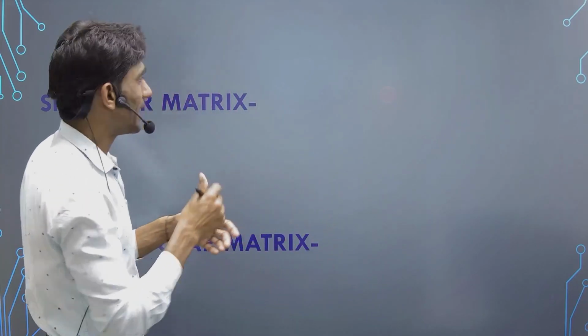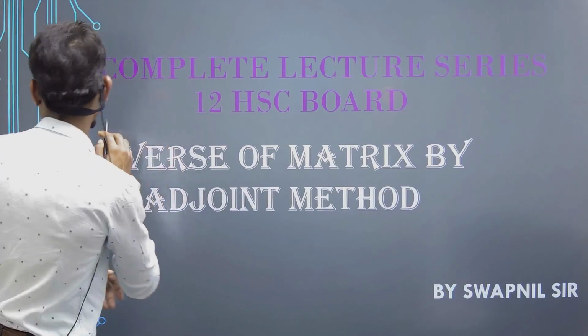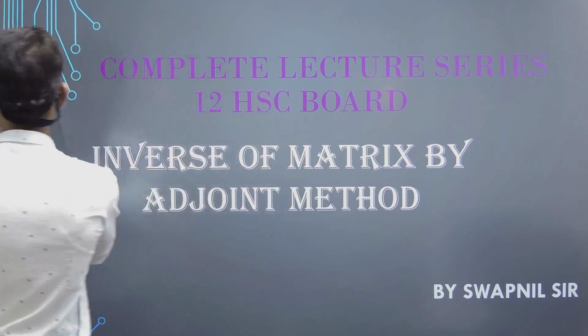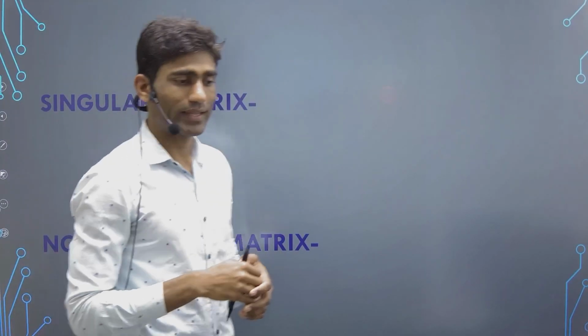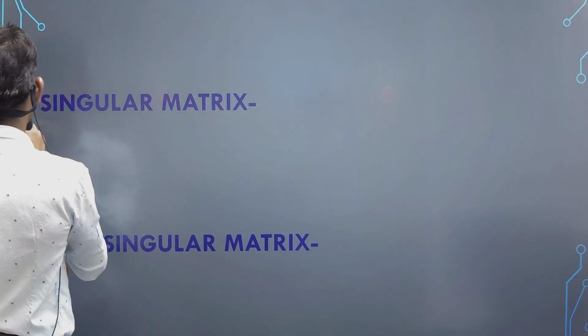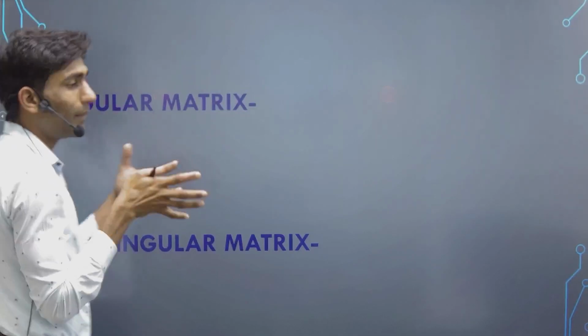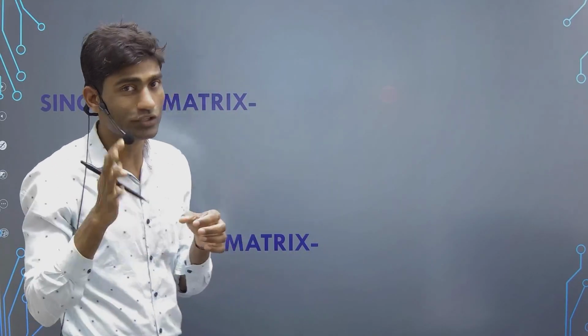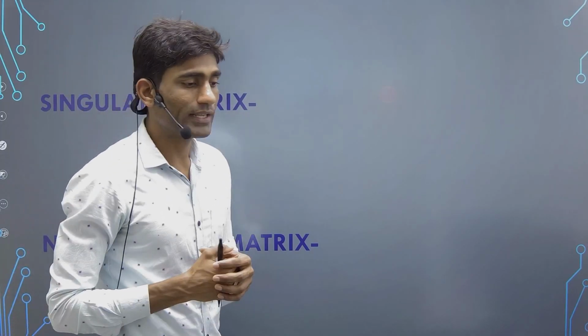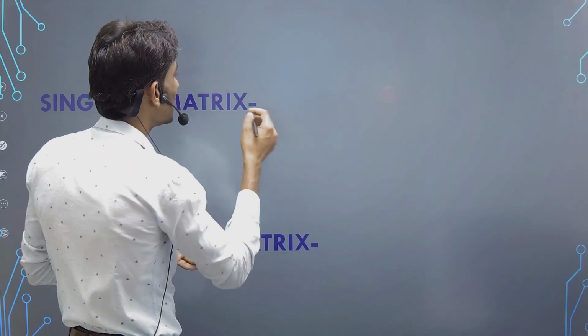First of all, we will understand the definition of a singular matrix, then the non-singular matrix. What is meant by a singular matrix? A matrix whose determinant is 0, we call it a singular matrix. When the determinant is non-zero, we call it a non-singular matrix. The non-singular matrix has another name, which is the invertible matrix.